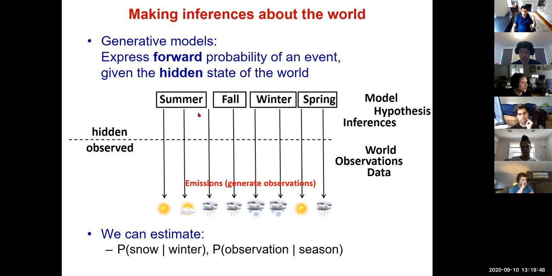Okay, so in this world, above the dashed line, live models, hypotheses, and inferences about the world. Below the dashed line are basically the experiences, the observations, and the data. Okay, and basically what Bayesian inference allows you to do is estimate the probability of an observation given the season. So basically the generative model allows you to go down this arrow of what is the probability of observing each type of event given each type of state of the world, such as what is the probability of observing snow given winter. And what Bayesian inference is going to do is allow us to move back on these arrows.